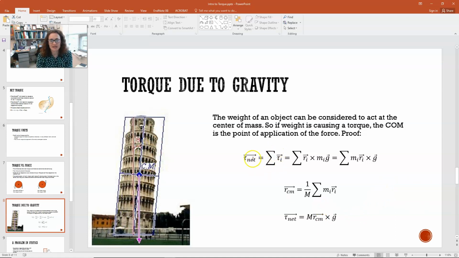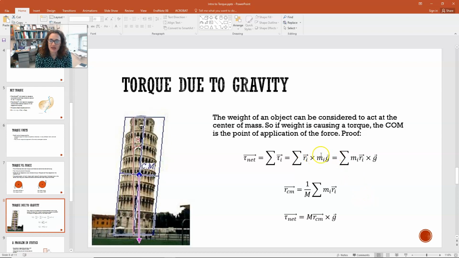So I indicate that with the net torque is equal to the sum over all the little chunks' torque, tau sub i. Now that tau sub i would be the position vector r sub i crossed with the weight of the chunk, which would be m_i times g, okay? So I now have the summation over r_i cross m_i g.